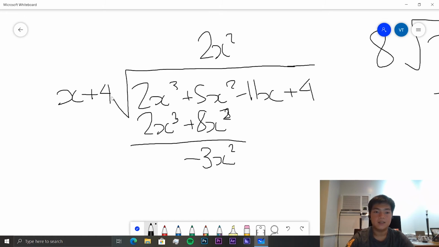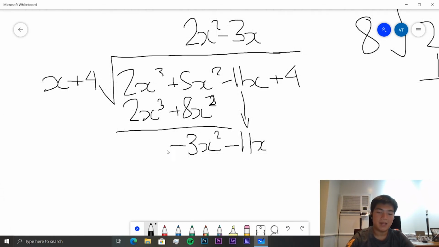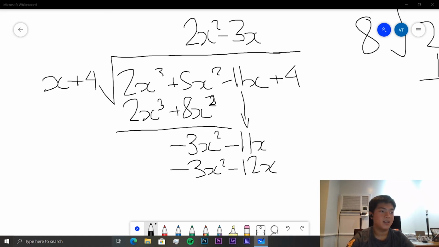Now, next, well, we need to drop down another term, so minus 11x. And now we need to ask ourselves, how many times does x go into negative 3x? And the answer is negative 3x times. So yeah, it might be a bit mind-bending, but this is how it works. Negative 3x times x plus 4 is equal to negative 3x squared minus 12x. So as you can see, we're just eliminating parts of the polynomial term by term.